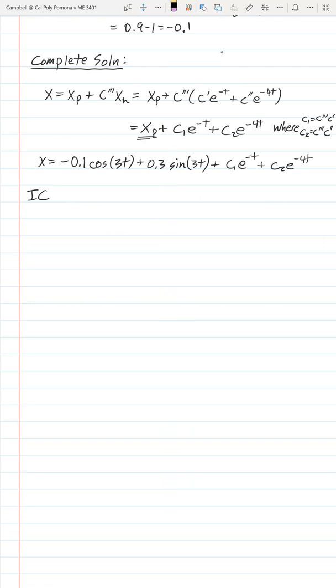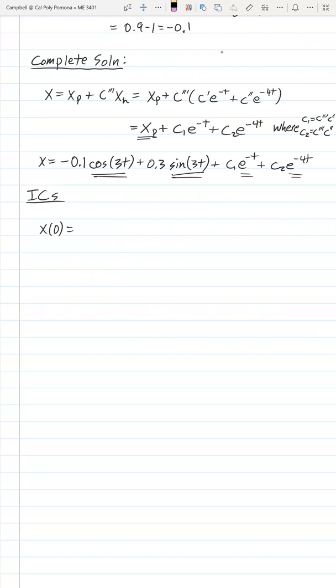So ICs, so let's go ahead and work with those. Now, what I like to call x naught, x at time equals 0. That one's relatively straightforward. So I go ahead and just plug in t equals 0 for these different terms. Cosine, of course, just becomes 1. Sine becomes 0. The exponential functions just each become 1.